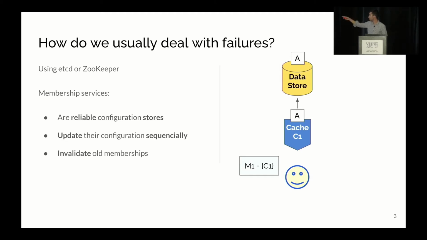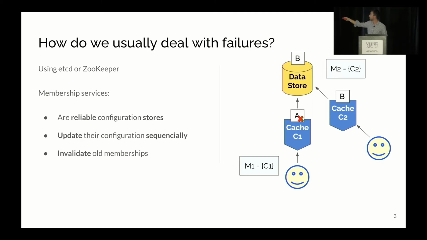The problem is that what it doesn't know is that this cache has long been replaced in a second membership by C2. And so actually, the data it was retrieving from C1 was stale. That's the reason why it's very important that old memberships get invalidated, so that you don't have parts of your system evolving in a previous configuration. And all these features are provided by systems such as etcd and ZooKeeper.